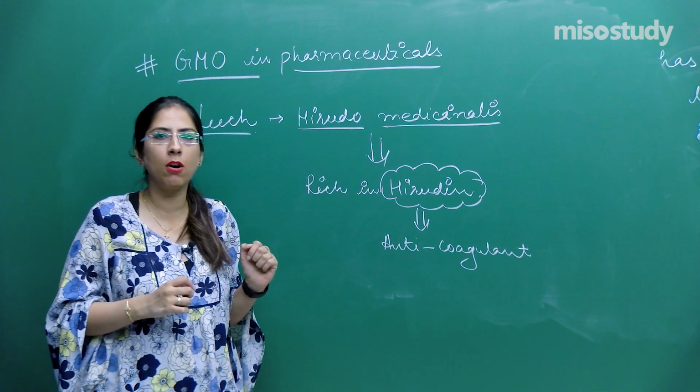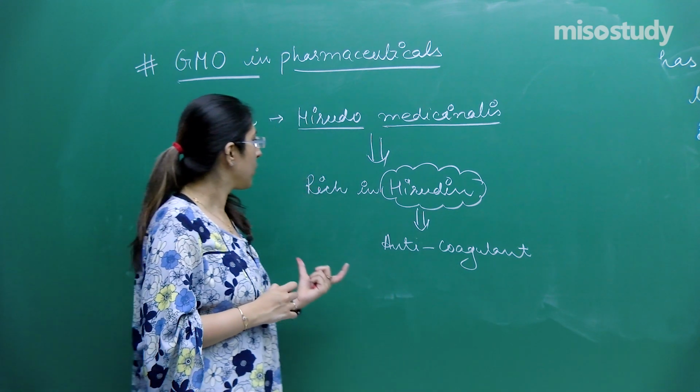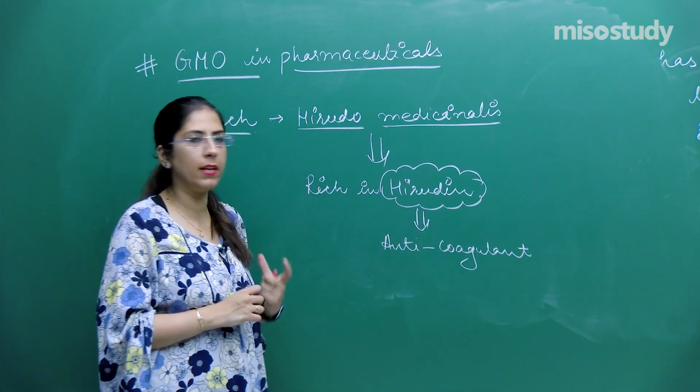What do you mean by anticoagulant? Coagulation means blood clotting. So this is an anticoagulant, right? It is rich in hirudin, and this is an anticoagulant.